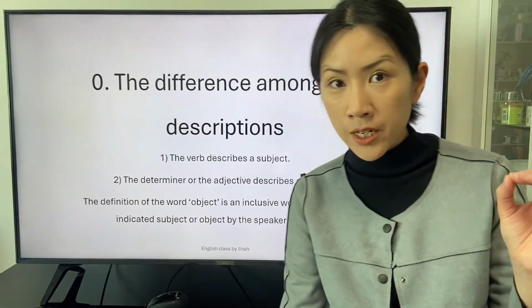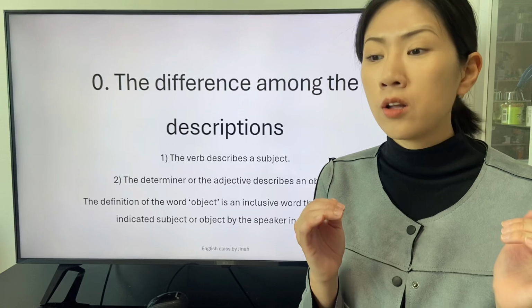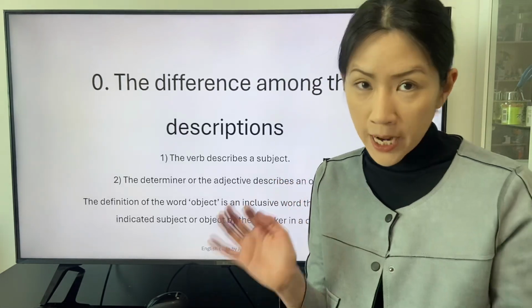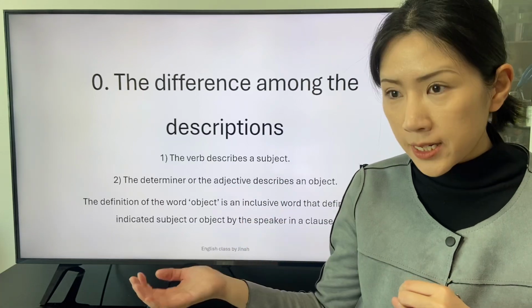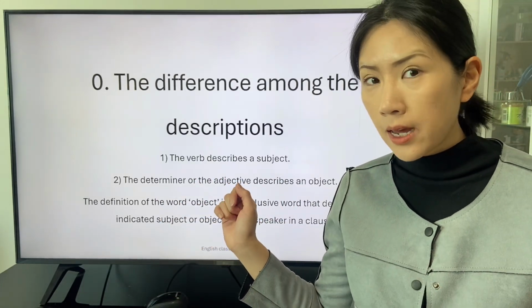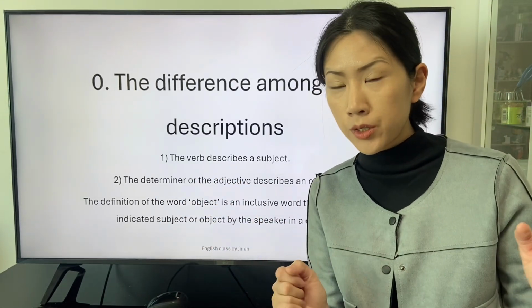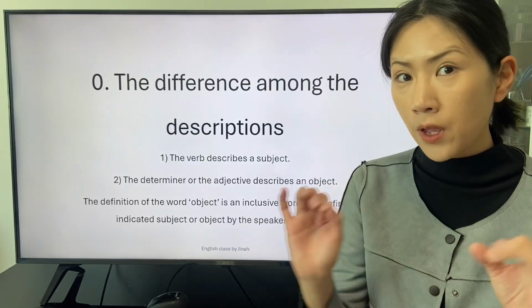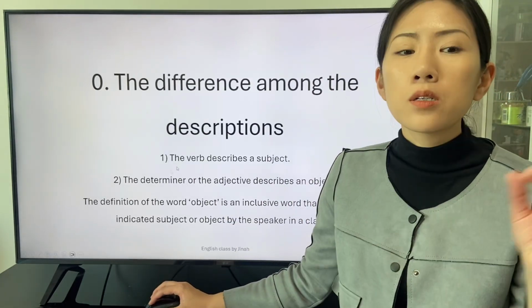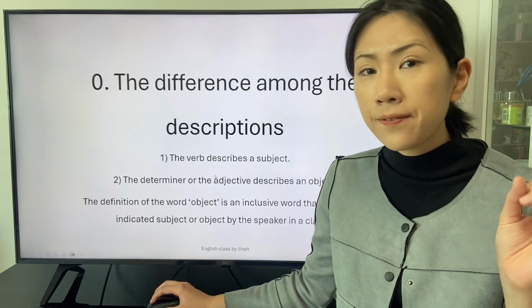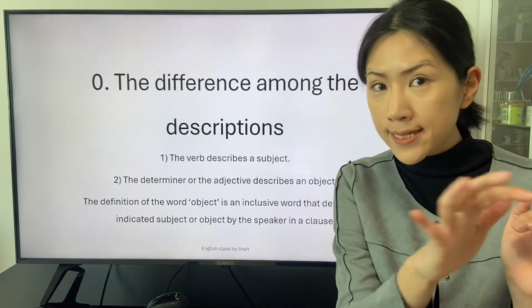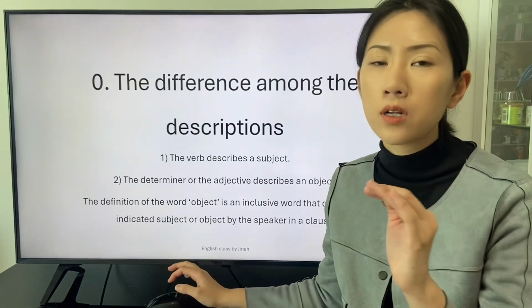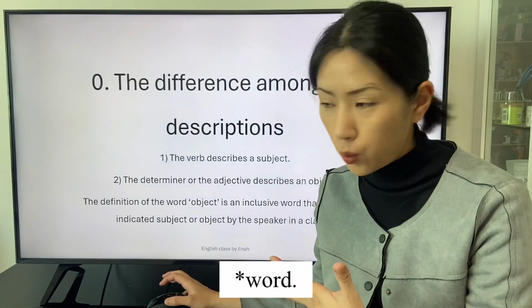With the definition of a noun, object, a subject or an object in a clause can be classified into the range of the word object. The determiner or the adjective describes the widest range of a word.